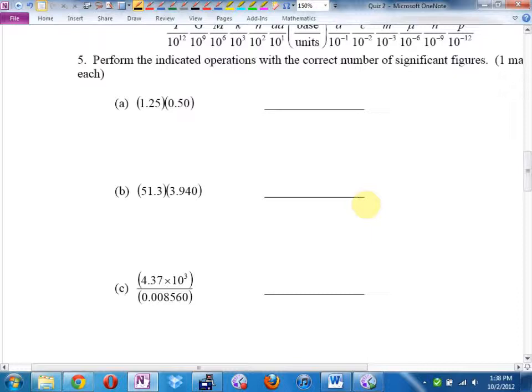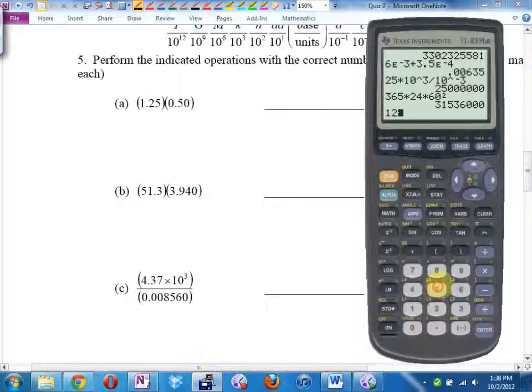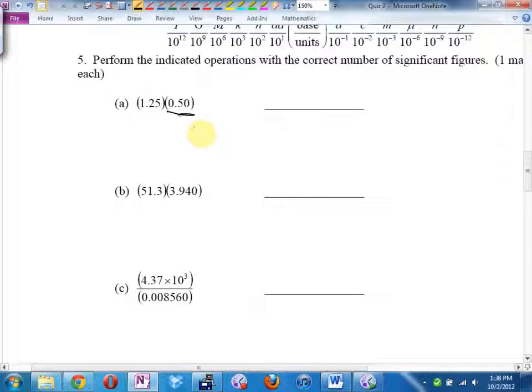More sig fig practice. 1.25 times 0.5. How many sig figs is my final answer going to be? 2. Not 3? Not 1? 2? This is 2 sig figs. This is 2 sig figs. So final answer is going to be the 2 sig figs, which means I'm going to write it as 0.63.